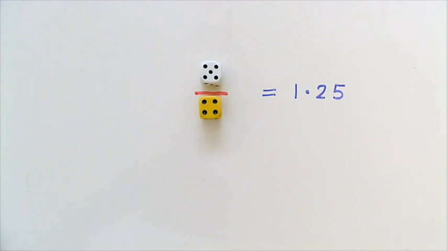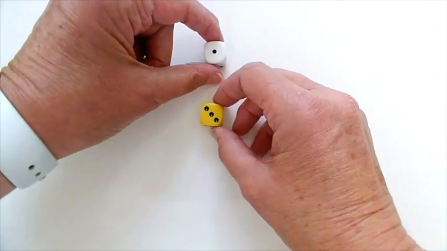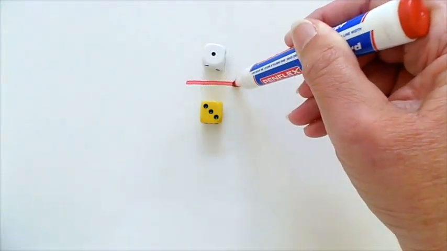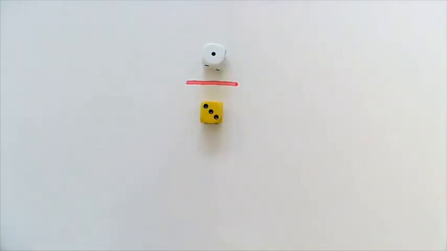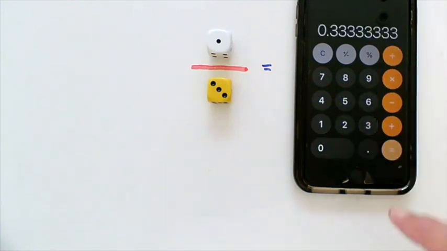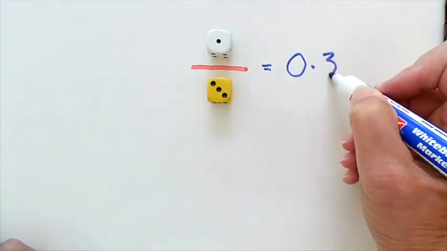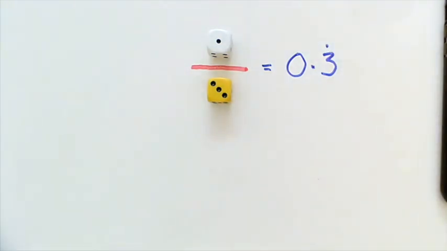I'm going to roll my dice again and create some other fractions. My numerator is 1 and my denominator is 3. So as a fraction, 1 over 3, or 1/3, I'm going to use a calculator. 1 divided by 3 equals 0.333, and it would go on forever. So that's called recurring. And the way we write this is 0.3 with a dot above.